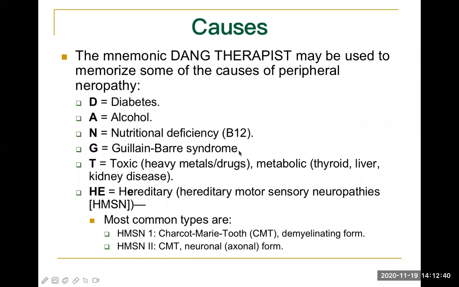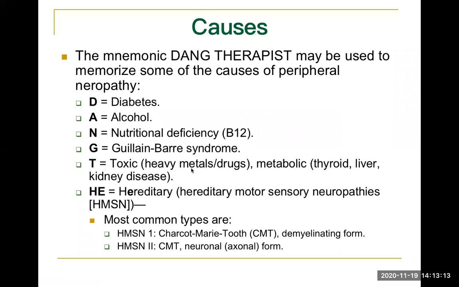Guillain-Barré syndrome, G. Okay, in detail we have already talked about this. This is a type of autoimmune disease where the autoantibodies are targeted against the myelin sheath of the peripheral nervous system. T stands for toxic neuropathy, and that can be caused by heavy metals or drugs, or it may also be caused by some metabolic disorder like hypothyroidism, liver disease, or kidney disease.